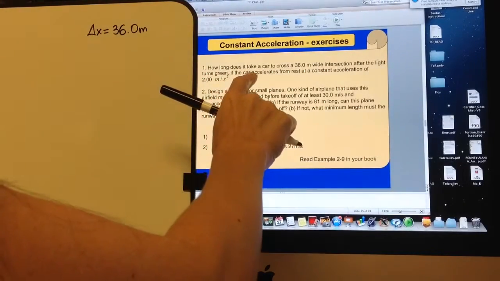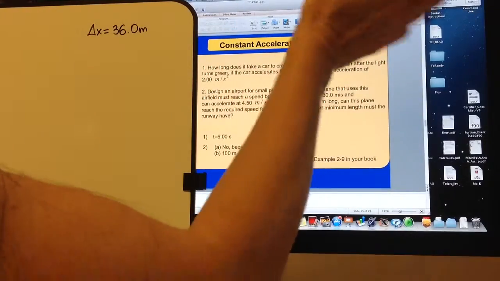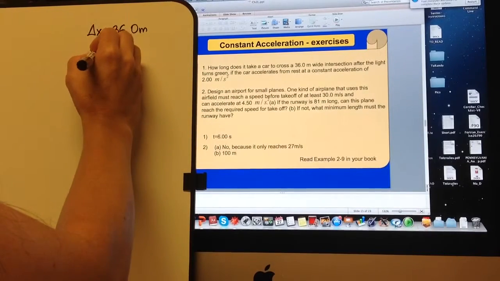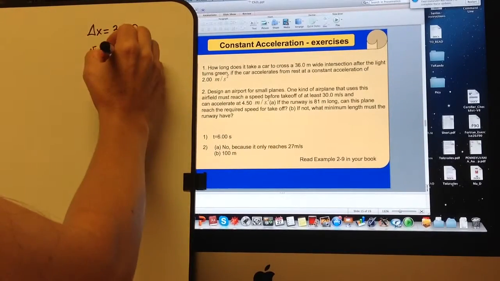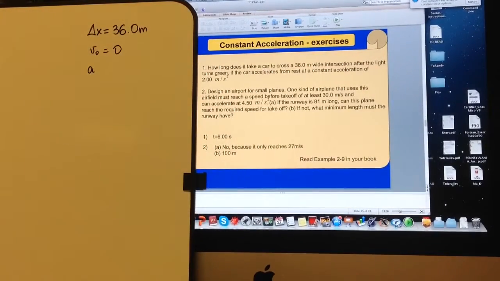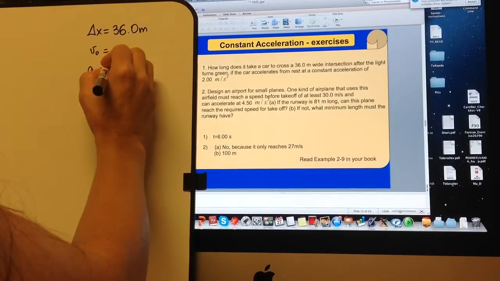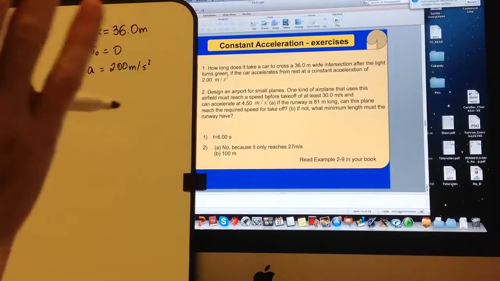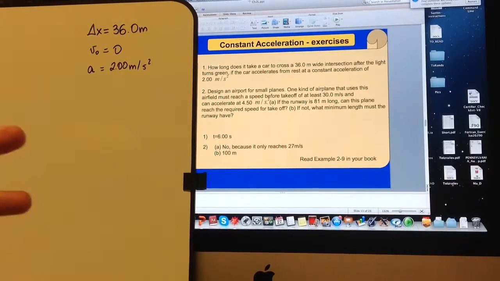Also, we know that the car accelerates from rest to a certain velocity, right? So from rest is important information which tells us that the initial velocity is 0. And we know the acceleration is constant, and it is 2 meters per second squared. You can choose a reference frame, it doesn't matter so much now, but let's see what the question is. Now, how long does it take for the car to cross? How long is a question that involves time.